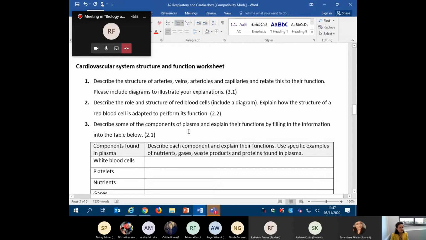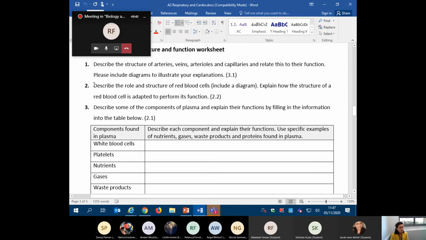So let's talk about what we've covered today. Question 1, we're leaving until next week. We're going to be talking about blood vessels next week. But what we did cover is this one, role and structure of red blood cells. Please include a diagram. Some people draw their own, but you don't have to. You can certainly include one from online or from a book. Make sure you explain how the structure of red blood cells is adapted to perform its function.